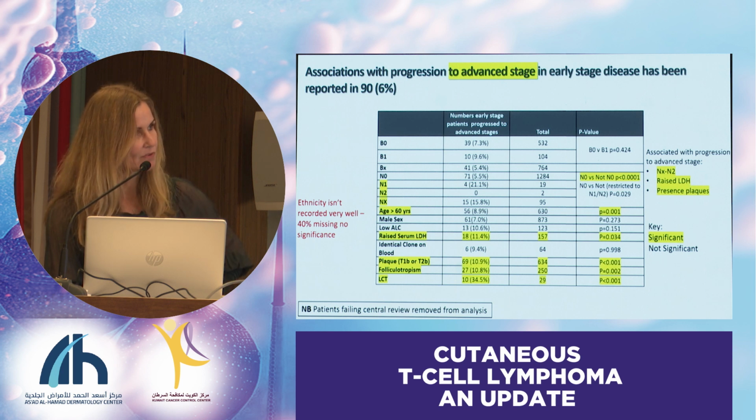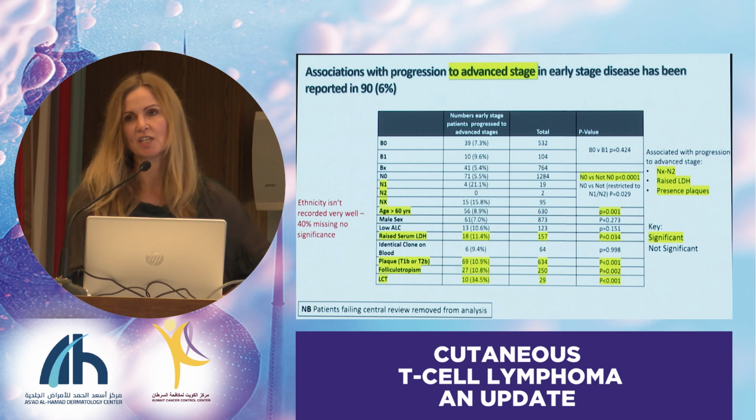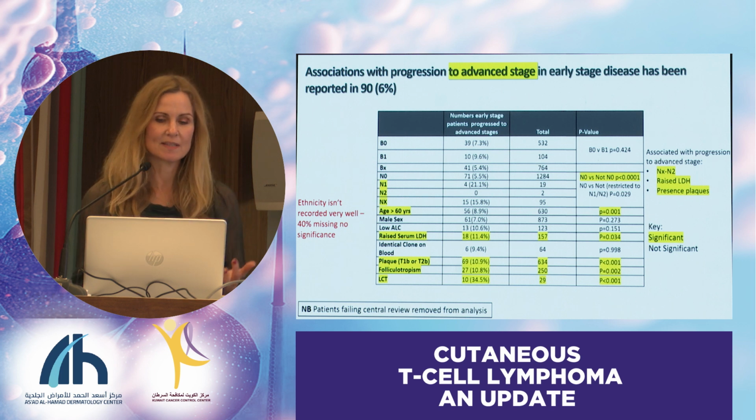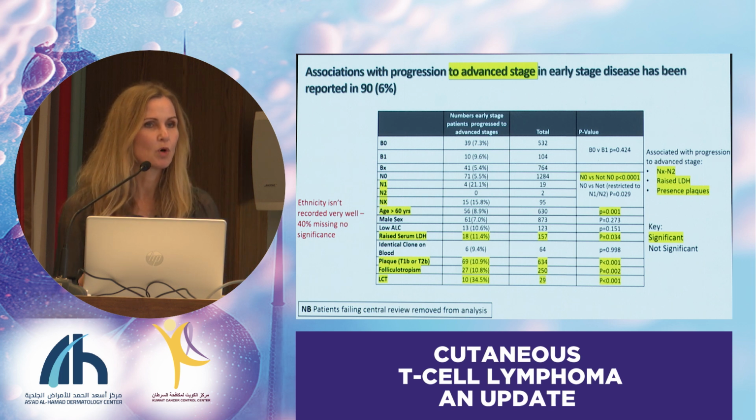And what we've found is that any lymph node enlargement is associated with a worse outcome and risk of progression. Age greater than 60, unsurprisingly raised serum LDH, plaques, follicular tropism, and large cell transformation. So no great surprises, but useful to know that these are significant poor prognostic variables in early stage.